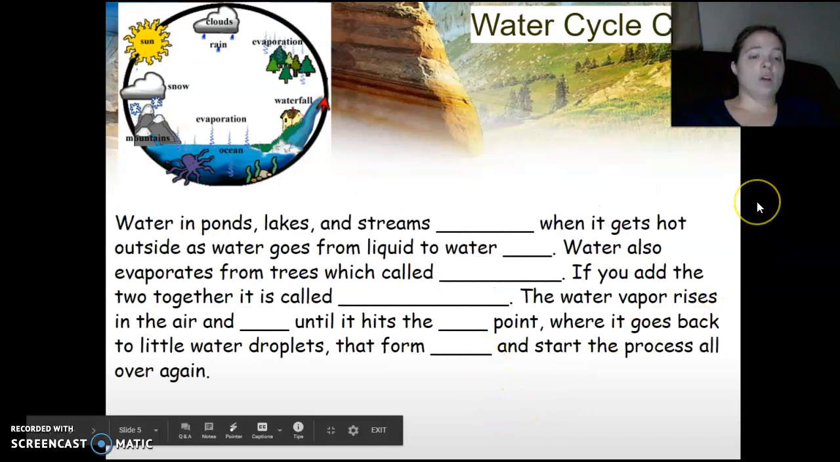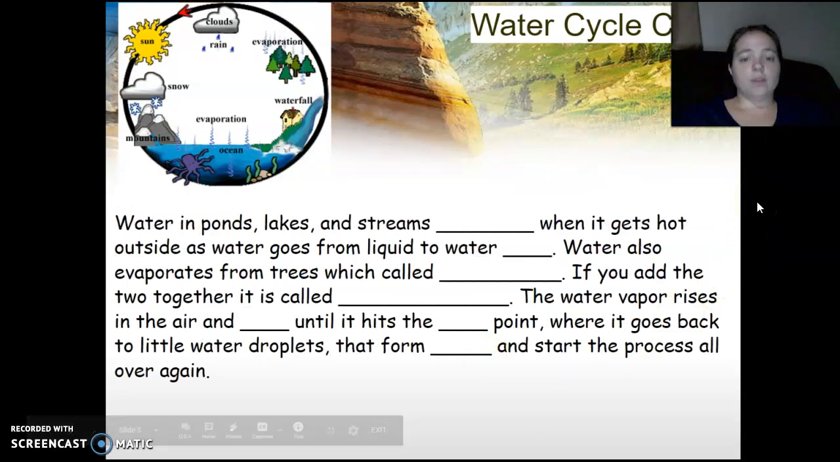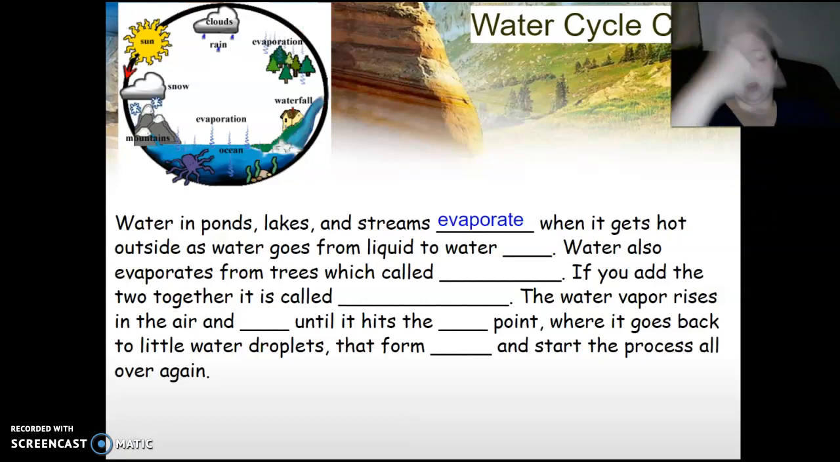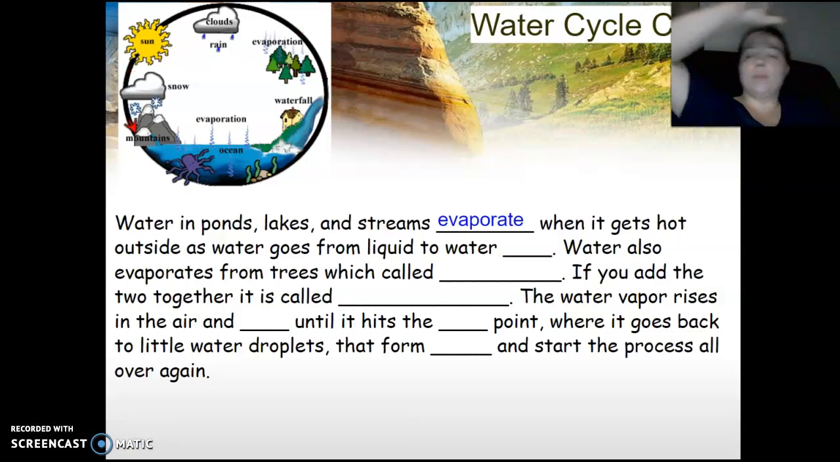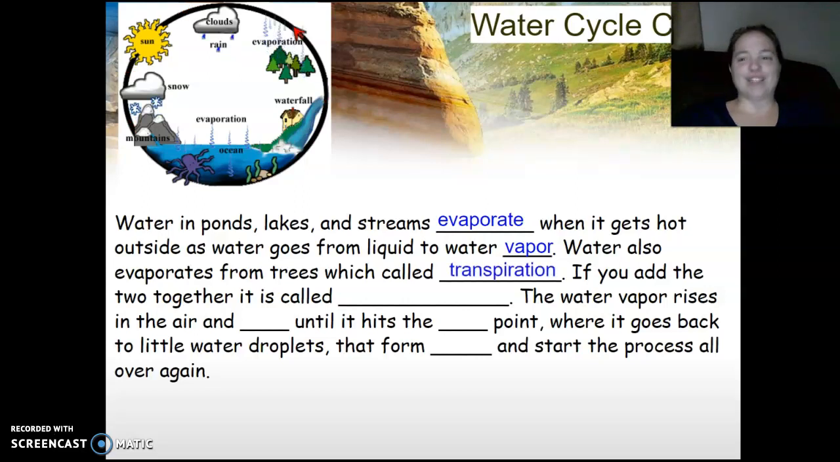Okay, so water in ponds and lakes and streams evaporates. So we've gone through the springs, the water's coming up, you've got the runoff, it's going into the ponds and lakes and streams, and then it evaporates when it gets hot outside as the water goes from a liquid to a water vapor or gas. Water also evaporates from trees, called transpiration, like we were talking about. If you add the two together, evaporation and transpiration, you get evapotranspiration. That's the sum of the both.